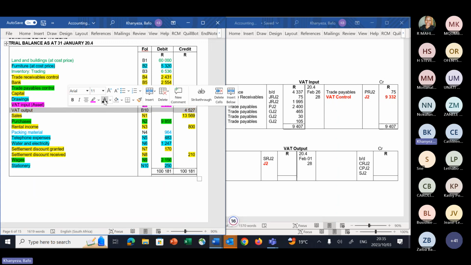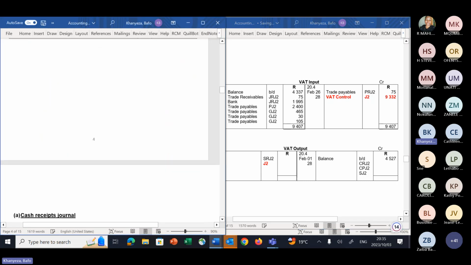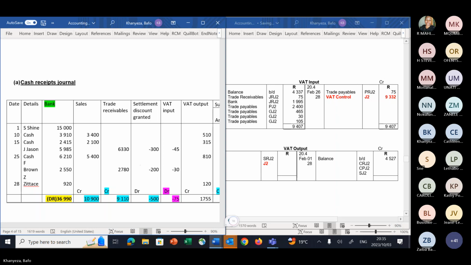Then let's now look at the balance brought down of the VAT output. VAT output was a balance brought down. It's the one that I've highlighted, of 4527. Let's look for VAT outputs then. Here it is on the cash receipts journal. Here is the VAT output on the cash receipts journal.